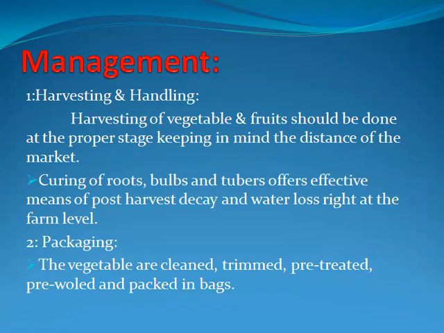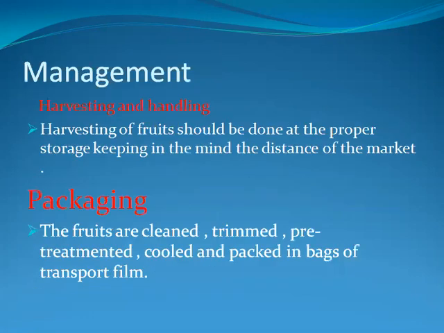Harvesting as well as handling is a very important factor to maintain the quality of the harvested produce. Harvest of vegetables and fruits should be done at the proper stage, keeping in mind the distance of the market. Curing of roots, bulbs, and tubers is an effective means of reducing post-harvest decay and water loss right at the farm level. Packaging is also one of the important things. The vegetables are cleaned, trimmed, pre-treated, pre-cooled, and packed in bags. Harvesting and handling is one of the important management aspects.